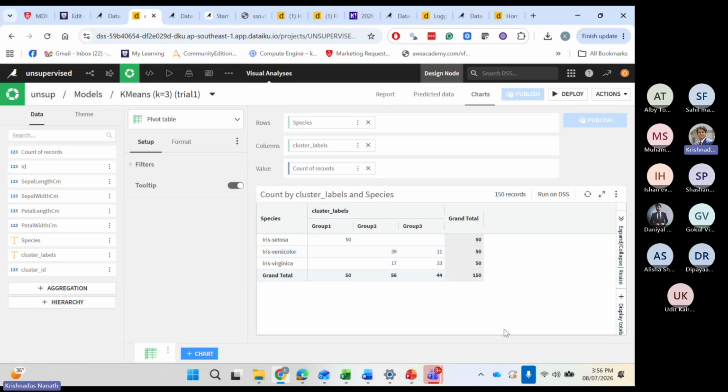In Versicolor, total of 50 flowers were there. 39 of them got clubbed into group 2 and only 11 misclassifications into group 3. Virginica, there were 50 flowers. 33 of them got classified into group 3, only 17 misclassifications. So out of 150 flowers, how many flowers did it wrongly assign to the group in total? 17 plus 11, which is 28.